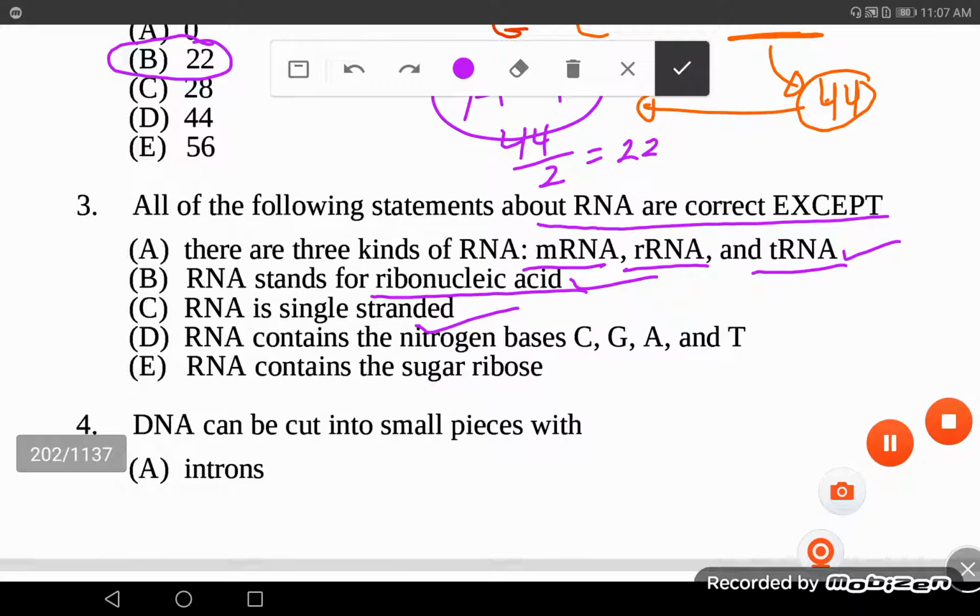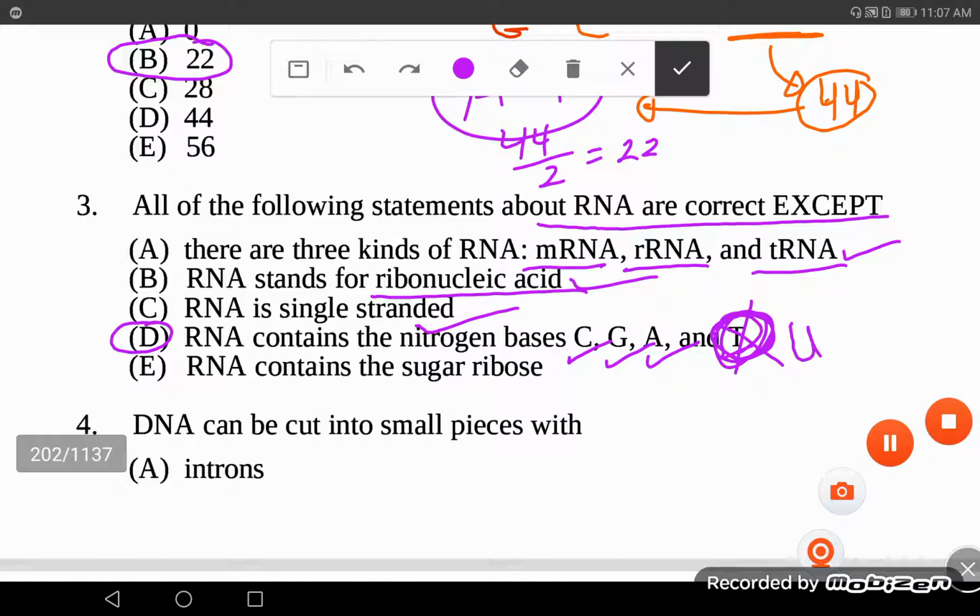Is a single strand. Yes, it's a single strand, while DNA is a double strand. RNA contains the nitrogen bases cytosine, guanine, adenine, and thymine. But pay attention please, we don't have thymine inside the RNA. Instead of thymine, we have uracil, that pairs with adenine. During the translation process it will be substituted with that one. So we don't have thymine. So this is the right answer for question 3.